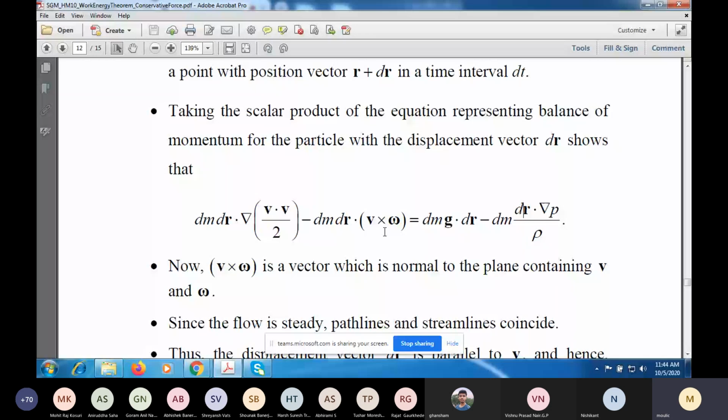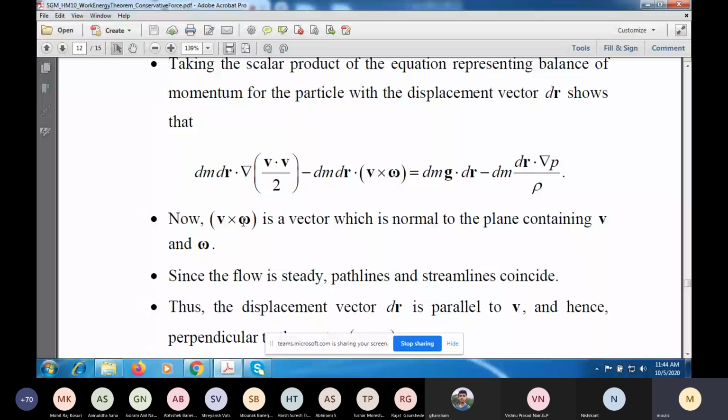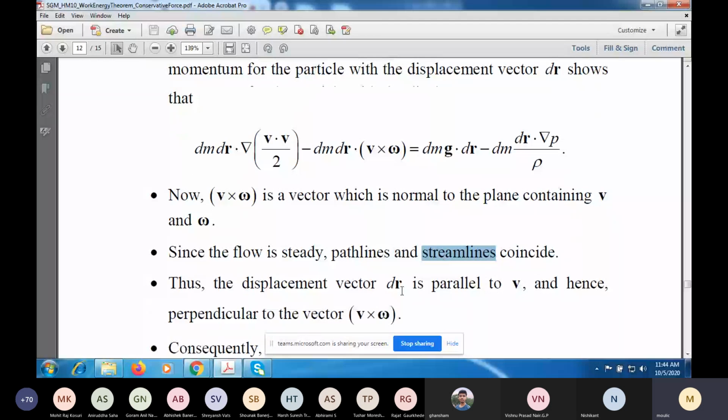Otherwise, it will become an equation, energy equation per unit mass, and then you'll wonder what it means. Okay. Now V cross omega will be a vector which is perpendicular to V and omega also. Okay. Now, since the flow is steady, the path line of the particle is a streamline. And for a streamline, you know that dr, which is a tangent to the streamline, will be parallel to V. And if it's parallel to V, it will be perpendicular to V cross omega.